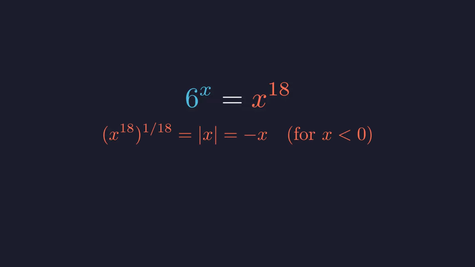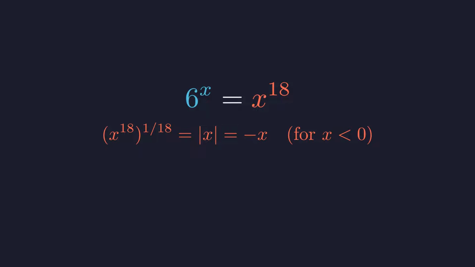But here's the crucial point. When we take the 18th root of x to the 18th for negative x, we get the absolute value, which equals negative x, not positive x. So our equation transforms to 6 to the x over 18 equals negative x. This is a completely different transcendental equation from the positive case, and again, there's no algebraic solution.